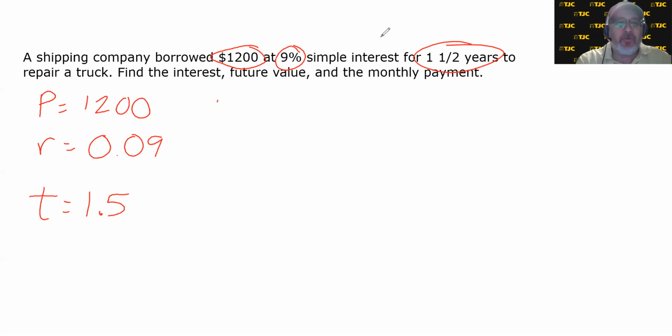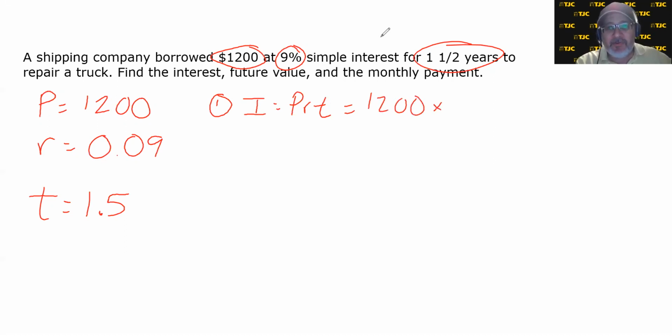Starting with the interest, so we'll call that part 1. The interest is just P times R times T. Again, very easy formula. So 1,200 times 0.09 times 1.5. And we'll let a calculator do the dirty work. And that dirty work gives us 1,200 times 0.09 times 1.5, which is 162.